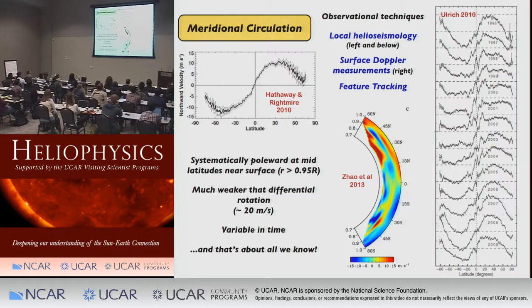These are more difficult measurements for a couple of reasons. First of all, the meridional flows are much weaker than the differential rotation. The differential rotation is about 200 meters per second on the surface.